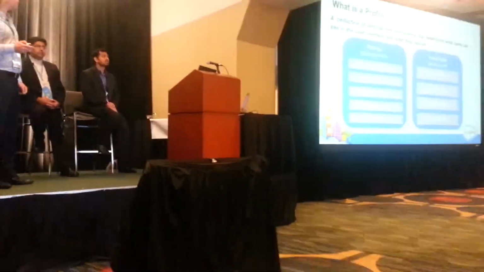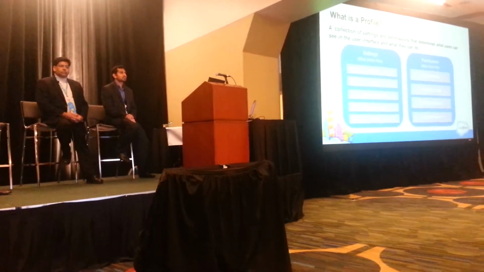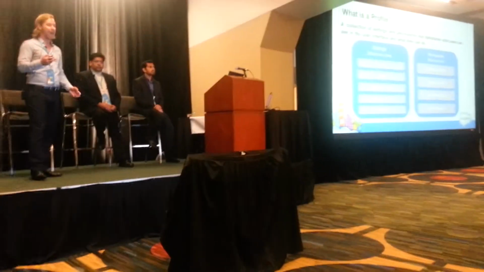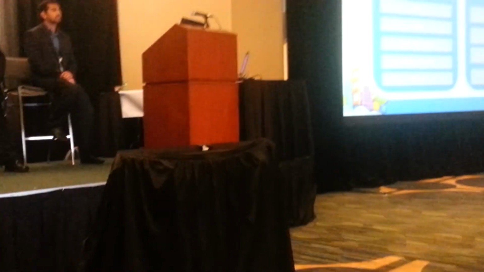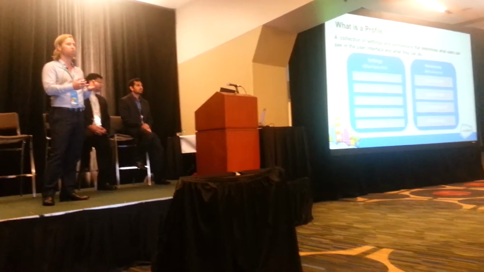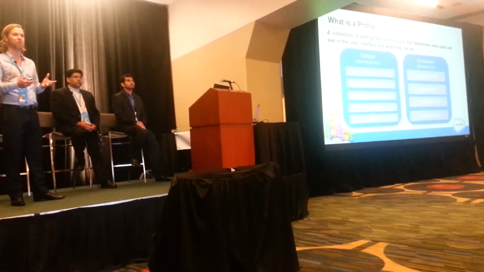Quick overview of profiles, just to set the stage for Devend. A profile is a collection of settings and permissions to determine what a user can see and do, right? So in terms of settings, what apps, tabs, record types, fields, page layouts can they see? In terms of what they can do, what administrative privileges do they have, general user, what access to custom and standard objects do they have, right?